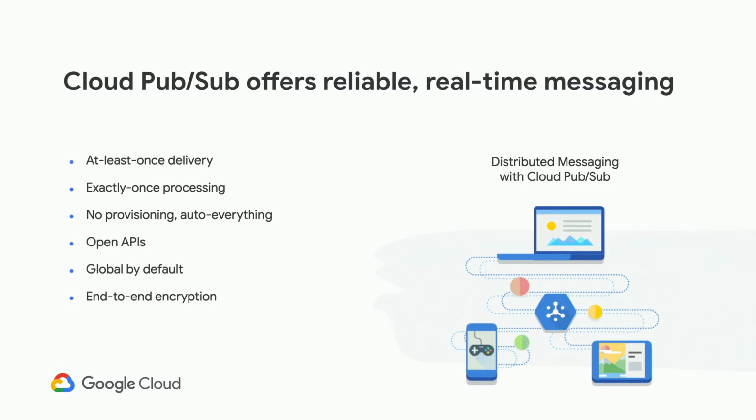You actually want exactly once, because when you do a count, if you have duplicates, the number will be changed. So you want exactly once, and that's why you want that combination with Dataflow. And this one has no provisioning, automatically for everything. Yes, no provisioning.